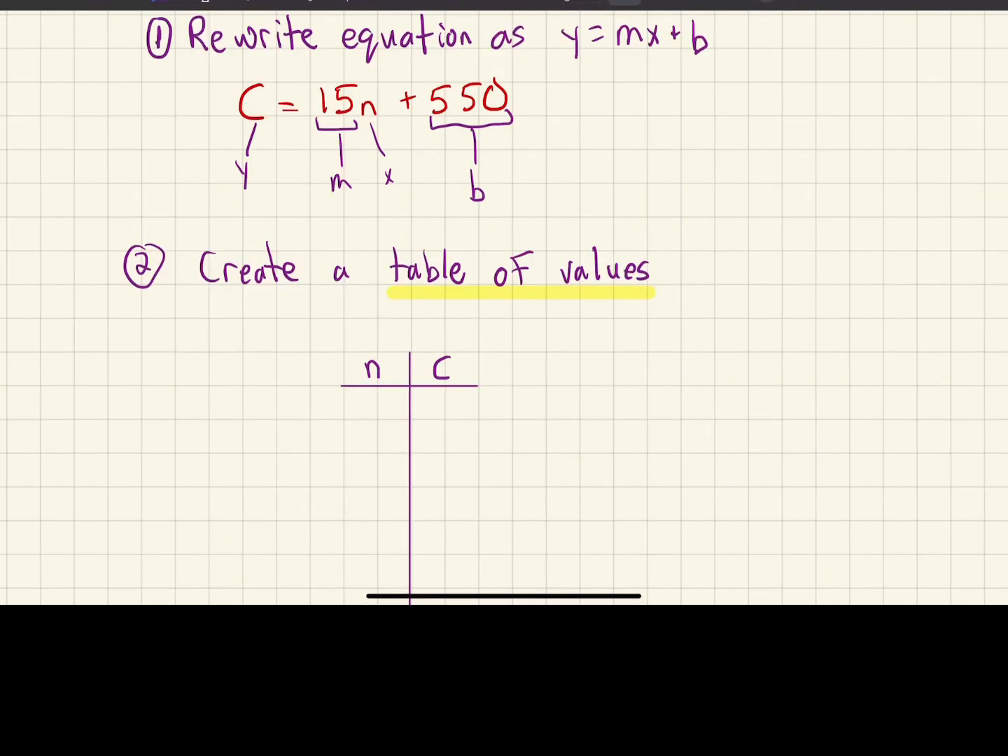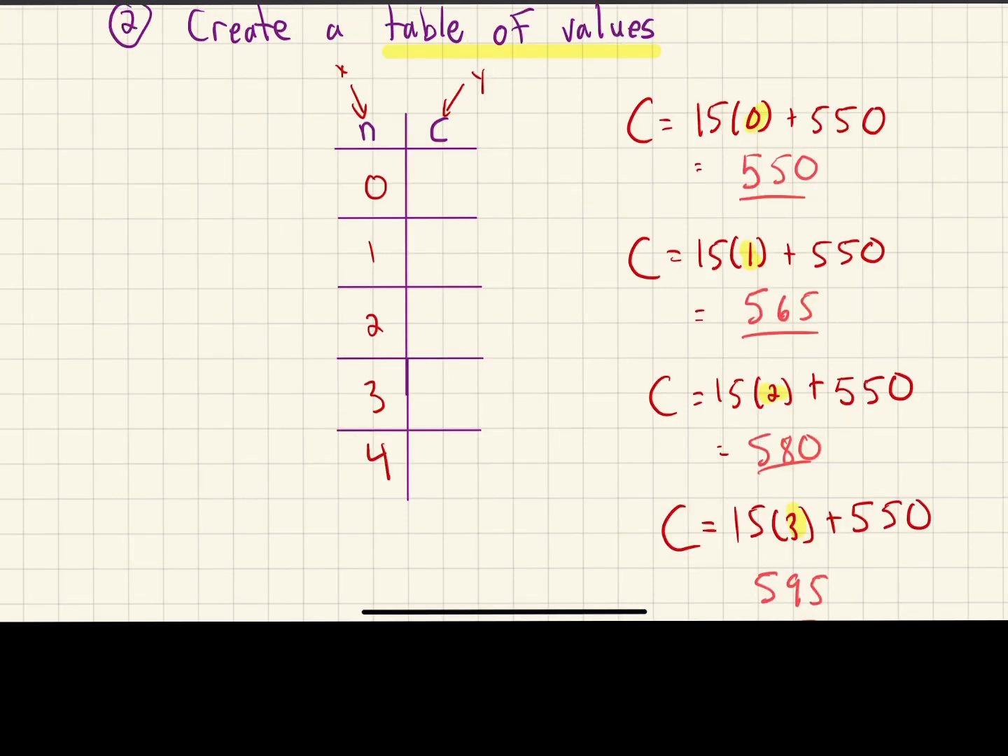The next thing to do to prove that this relationship is linear is that we can create a table of values where the n value would represent the x input, since the number of people is the independent variable. And then, of course, the c would represent the y, or the cost. So by placing those n values directly into the equations as we have highlighted here, we get the following outputs. So at 0, it's 550. At 1, it's 565. At 2, 580. At 3, 590.